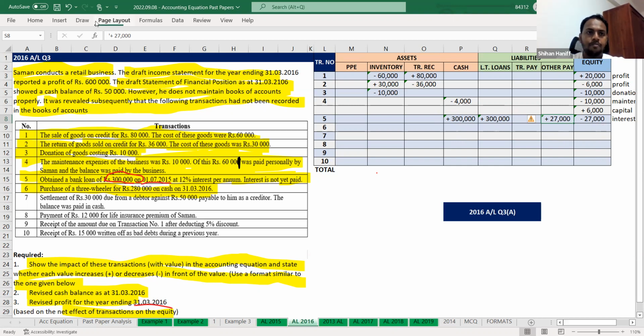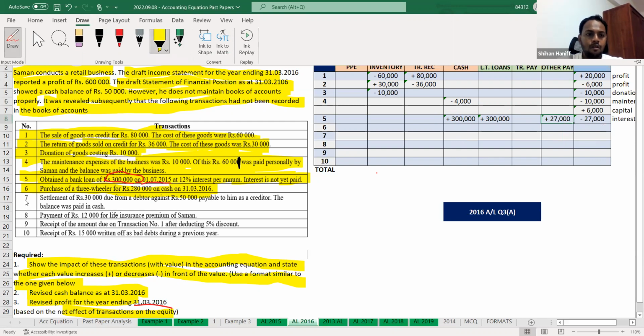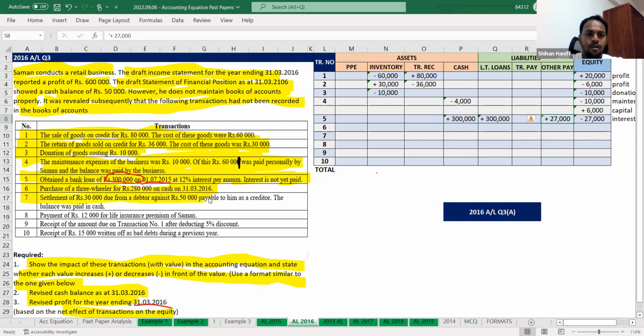Number 6. Settlement of 30,000 due from a debtor against 50,000 payable to him as a creditor. The balance was paid in cash. This is a set of transaction. The balance was paid in cash.